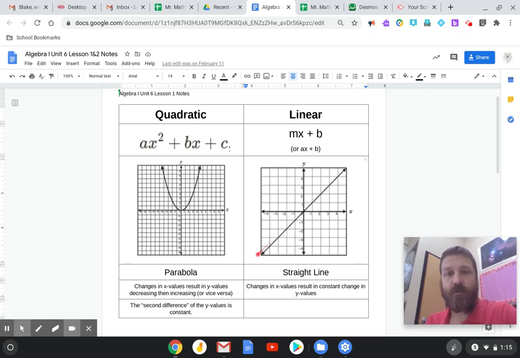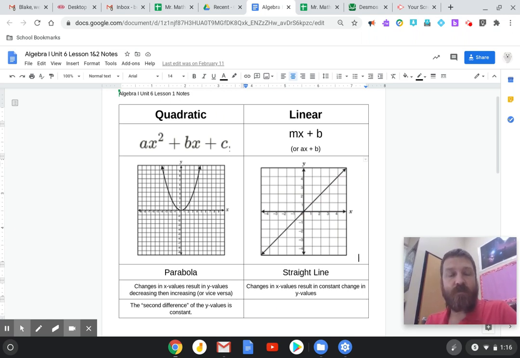This is just a generic graph of a linear function. It forms a straight line. When we talk about the values of that function, the x value changes result in a constant change in the y values. In other words, when I go up 1 on the y, it's over 1 on the x. Over 1, up 1, over 1, up 1, and it doesn't change at any point. The change is constant, so it's changing the same amount each time. So that's linear functions right there.